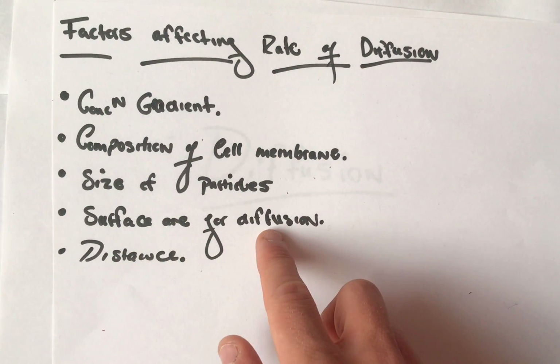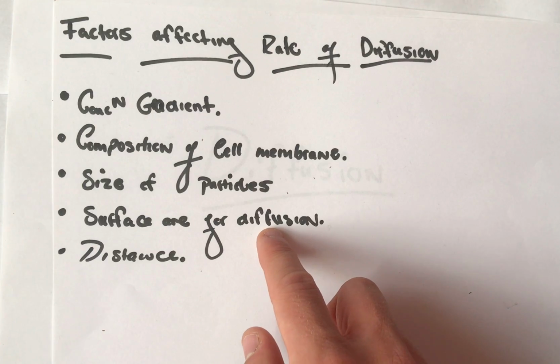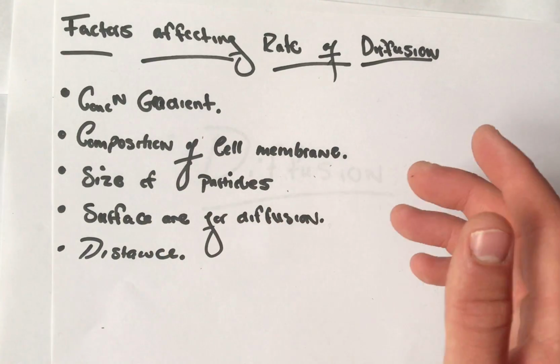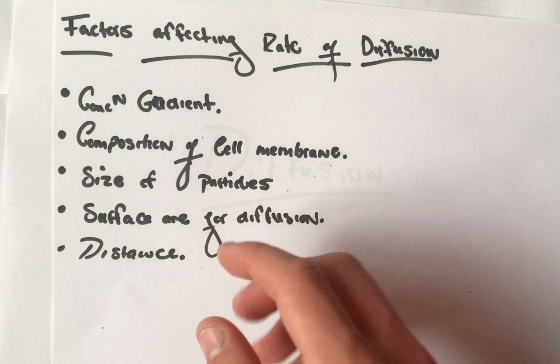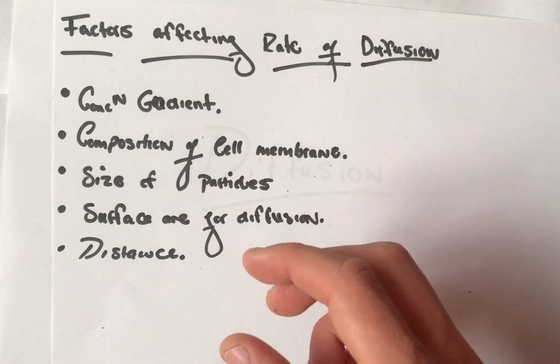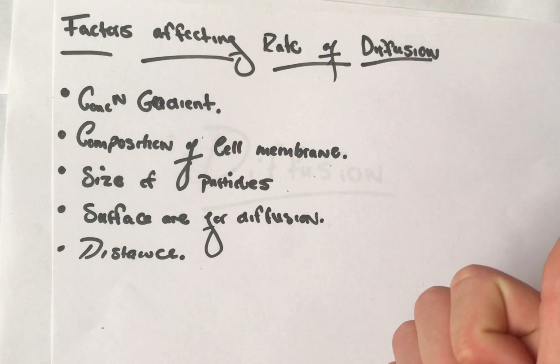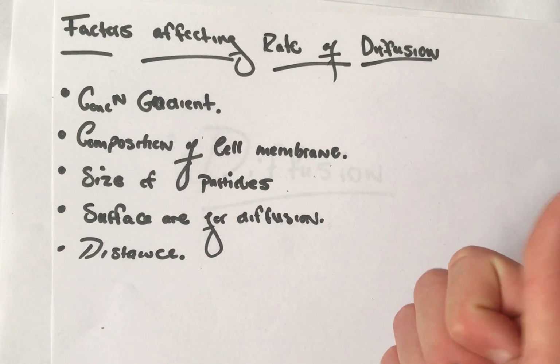The surface area for diffusion. A larger surface area will increase the rate of diffusion because there's a greater area for the particles to diffuse across, in this case across the membrane.